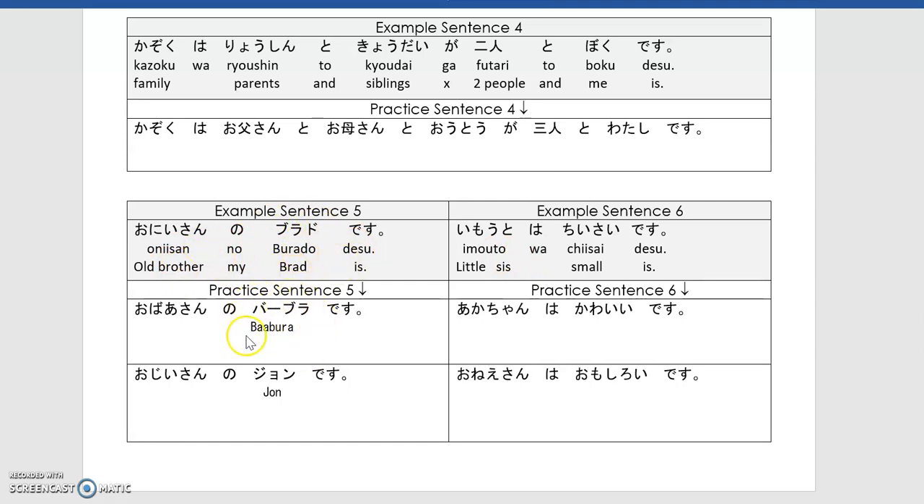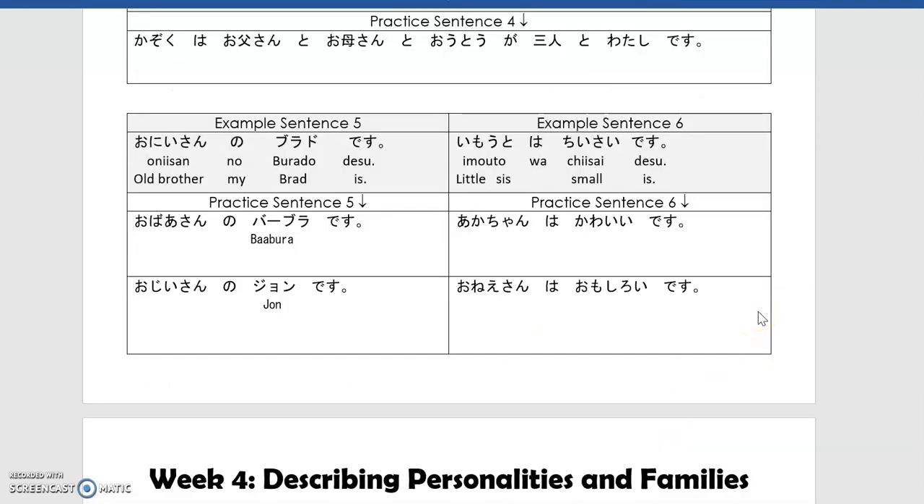Now for these two names here, I've given you the romaji, so you know how to say them. So Barbara, what does that sound like in English? John, what does that sound like in English as a name? Over here we've got our adjectives. So chisai means small. Imoto wa chisai desu. Little sister small is. So down here you'll be figuring out how those family members are described.